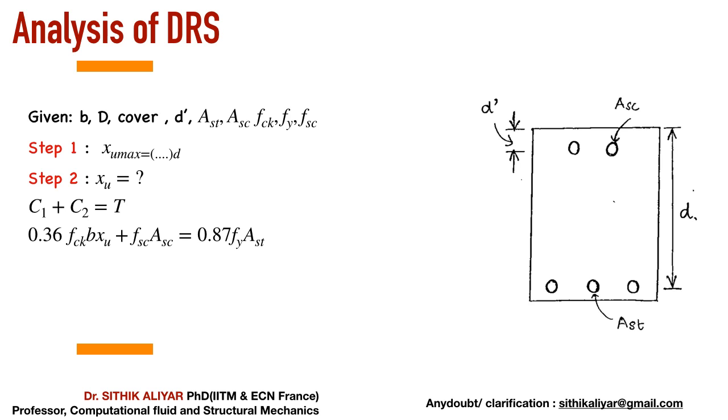What is the T value? I told you T can also be written as T1 plus T2, but here I am writing T only, because there is no difference between AST1 and AST2 when somebody is giving you the bars. They will tell you 4 bars, or 6 bars. Nobody is going to tell you 2 bars of 20 mm dia for AST1 and 3 bars for AST2. So T is the same formula, force as stress into area: 0.87 FY into AST. Equating everything, you will get the XU value. That is step 2. Same procedure: equating compression to tension, you will get the neutral axis. Step 1 is determining XU max.